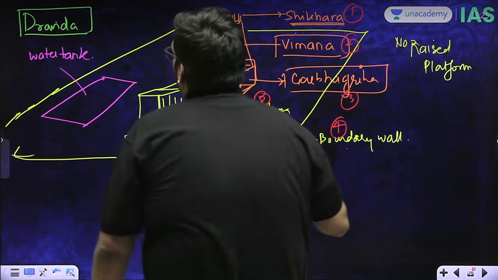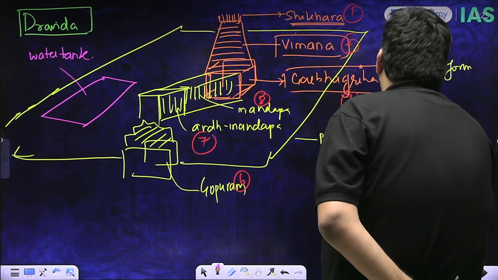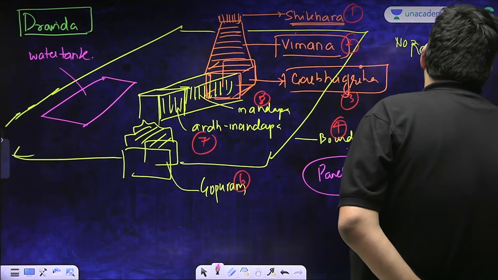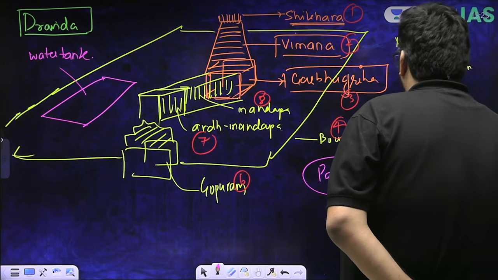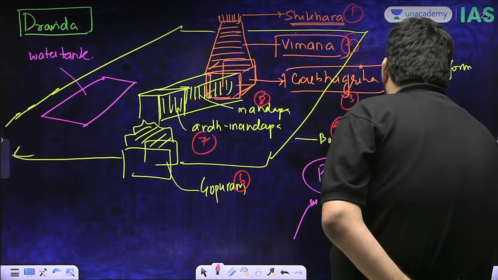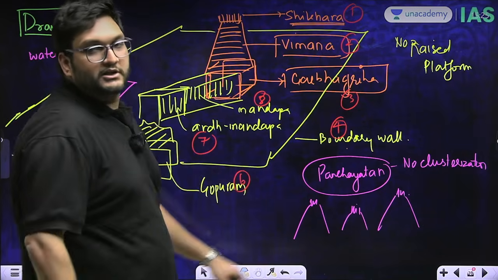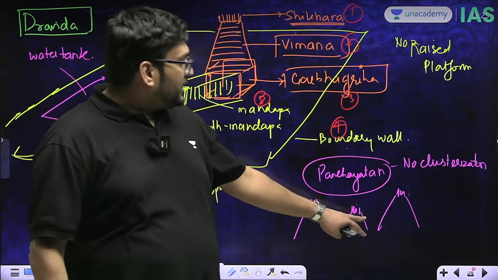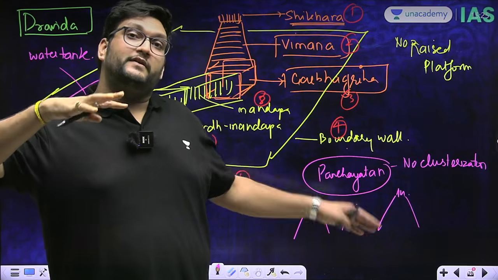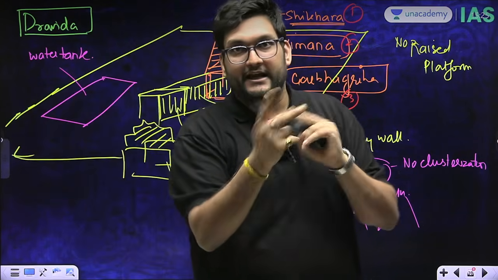We also have Panchayatan, but in Panchayatan there is no clusterization. No clusterization means that the Vimanas are separate. And more than that, the deity is mostly in the oldest part of the temple, so the smallest Vimana. On the other hand, in Nagara style, the deity is always under the highest Shikhar. So there's again a reversal here.